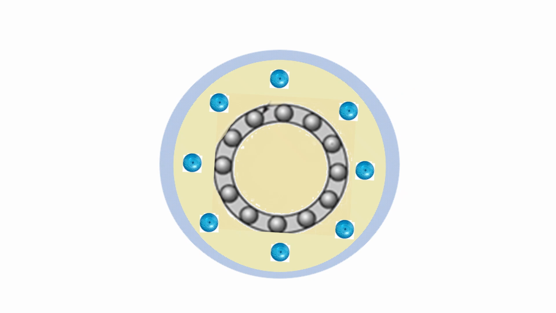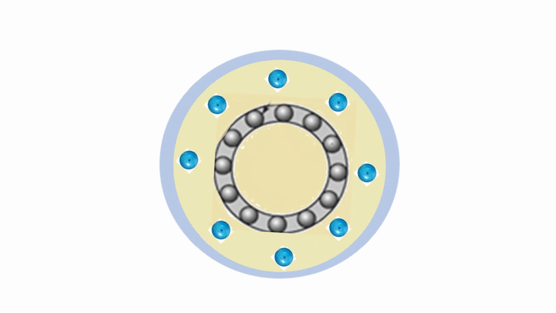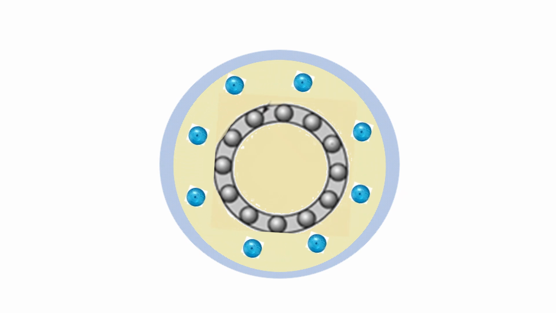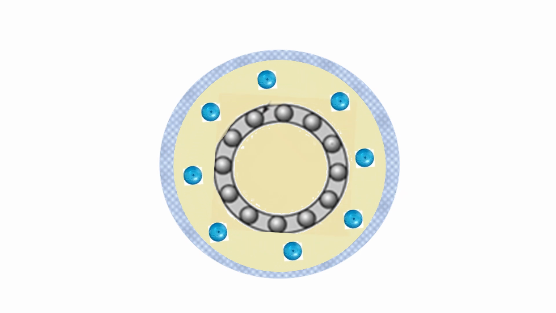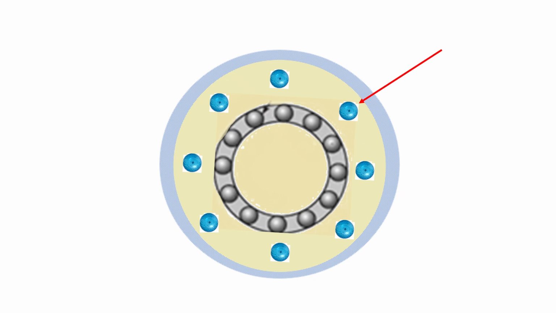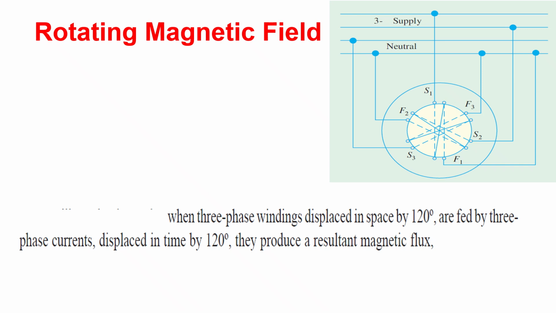So by energizing the stator with the three-phase supply, the resultant flux in the air gap is going to be revolving. So how is it happening, and what is the magnitude of the revolving flux? This is what we are going to discuss in this topic: the rotating magnetic field, as shown by the indicator.